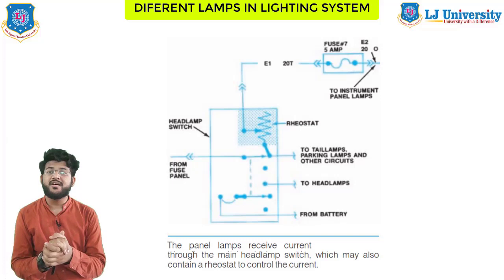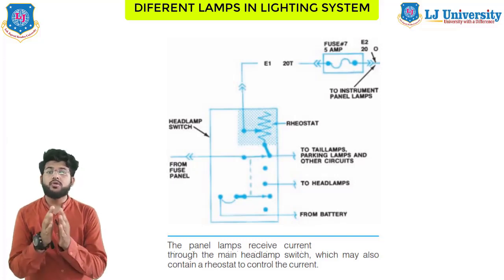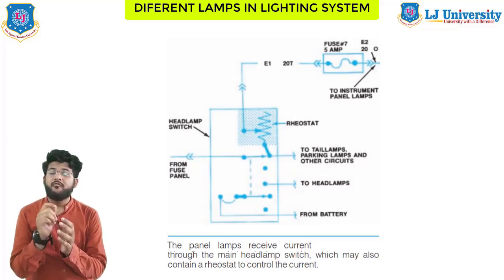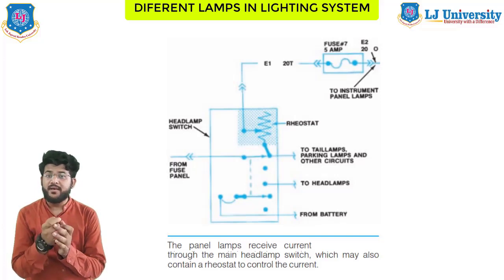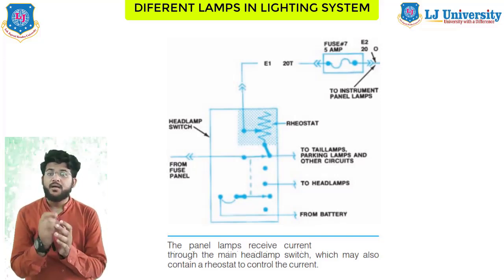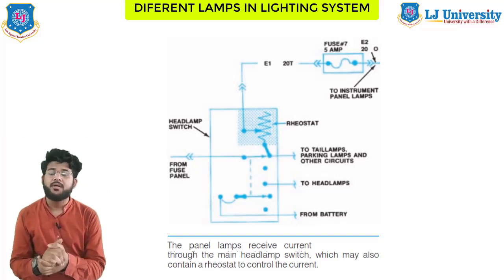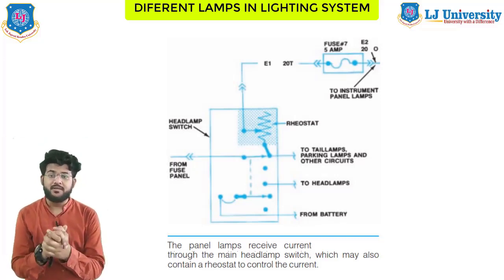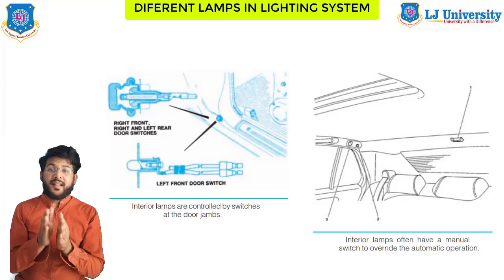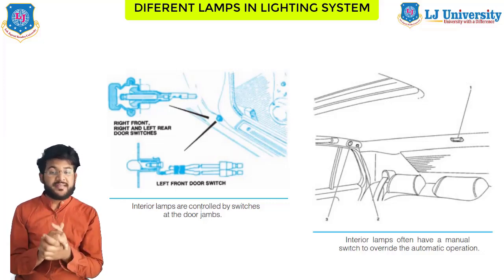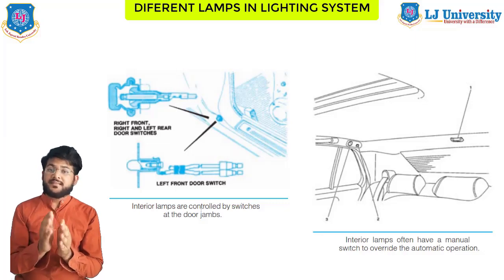So now let's see which bulbs are in use. The bulb with a wedge, or you can say miniature base, is a design commonly used in instrument panel illumination. Next is interior lamps. So what is that? Interior lamps light the interior of the car for the convenience of the driver and the passengers. Let's see its circuit diagram.